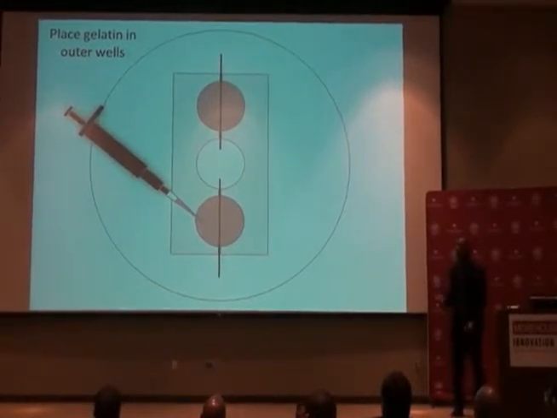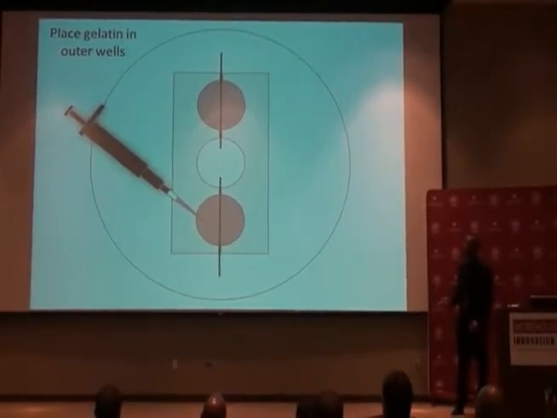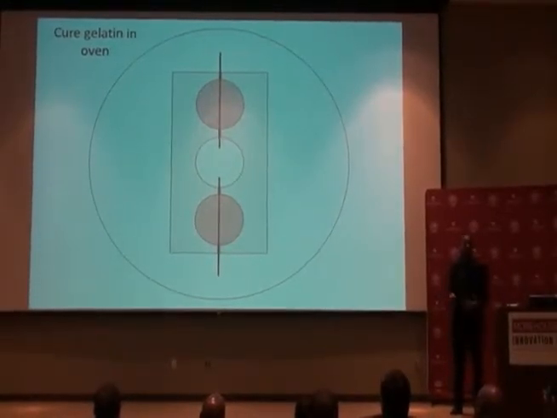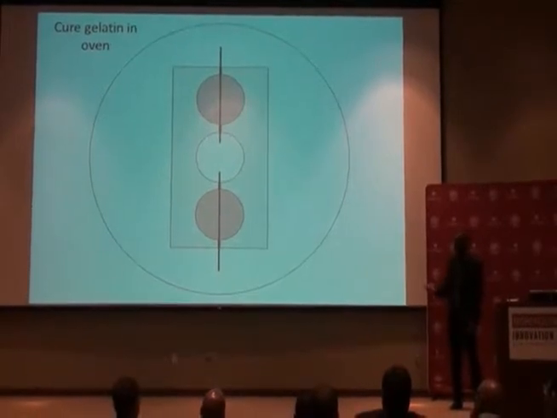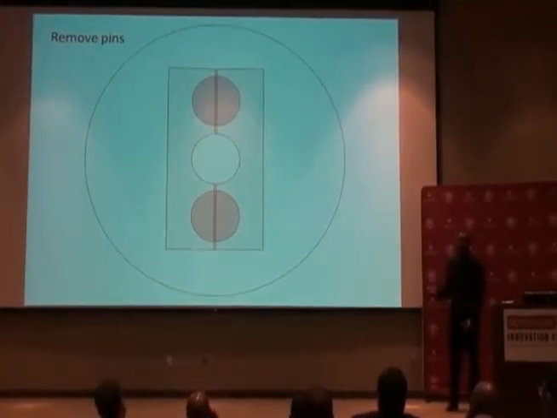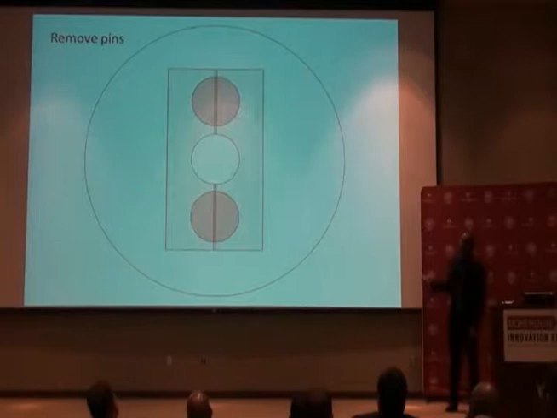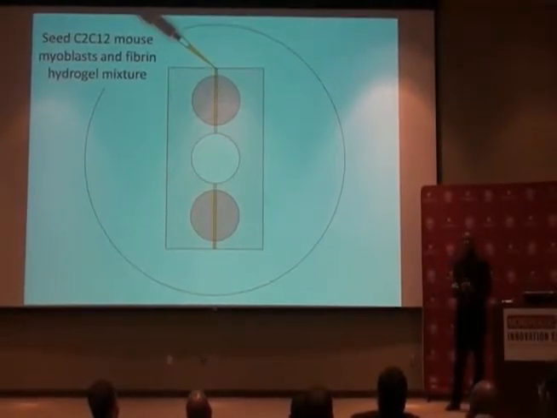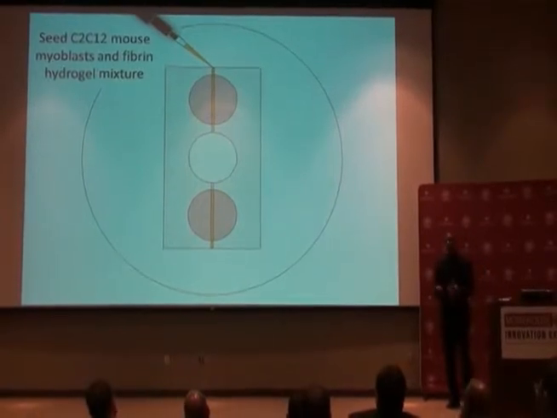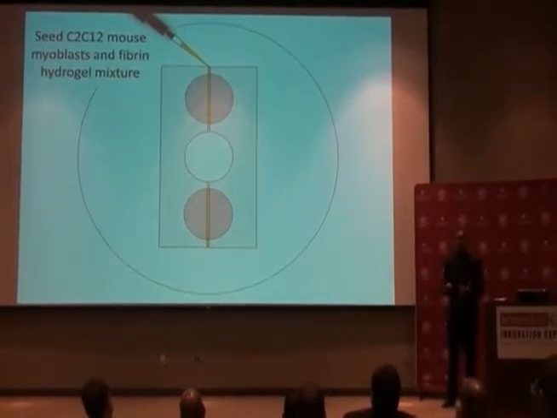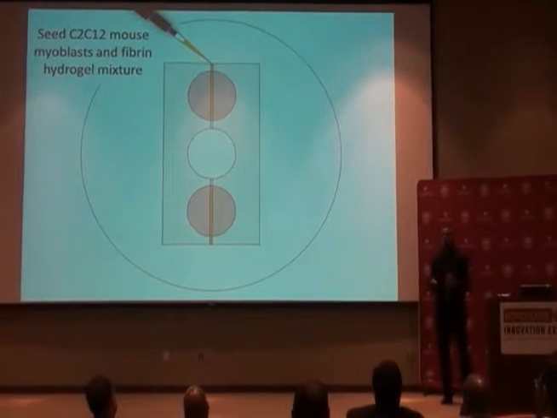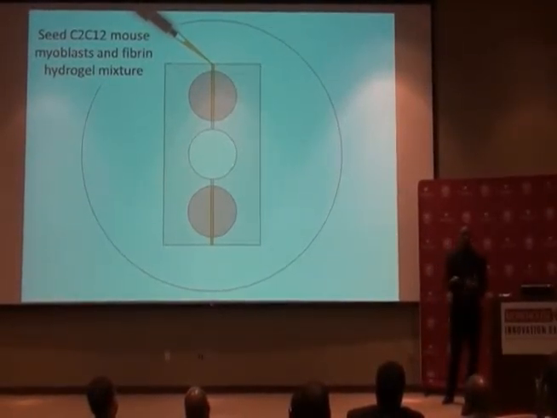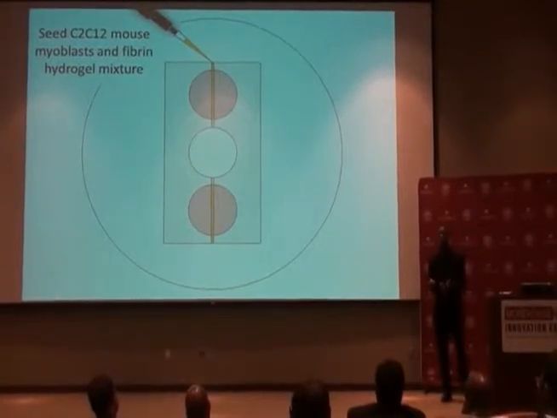Next, we placed gelatin inside of these outer wells. We cured the gelatin, or heated the gelatin in the oven. This actually allowed the gelatin to harden. Then we removed the pins. This left holes in the outer wells again. Next, we inserted a mixture of C2C12, mouse myoblast, and fibrin hydrogel. Fibrin is a fibrous protein that the cells use to form muscle strips. And a myoblast is a stem cell precursor of a muscle cell.